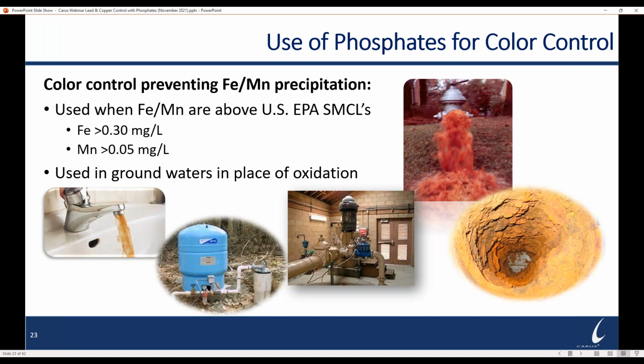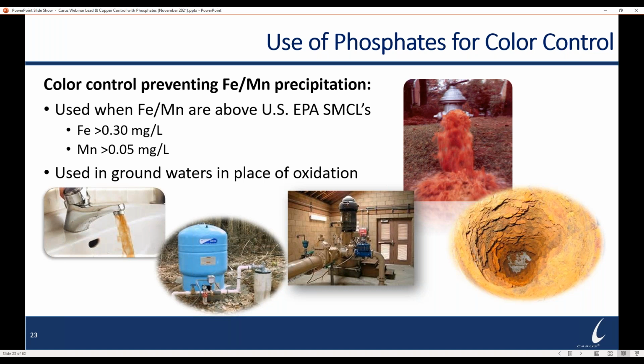In the case of iron and manganese precipitation, this is typically going to be a groundwater plant that's not doing any type of treatment for removal. So they're going to pump the groundwater out the door. They might treat it with just chlorine, fluoride, and a phosphate product, and then it goes out the door without filtration. In that case, you need to tie the iron and manganese up so you don't get discolored water.